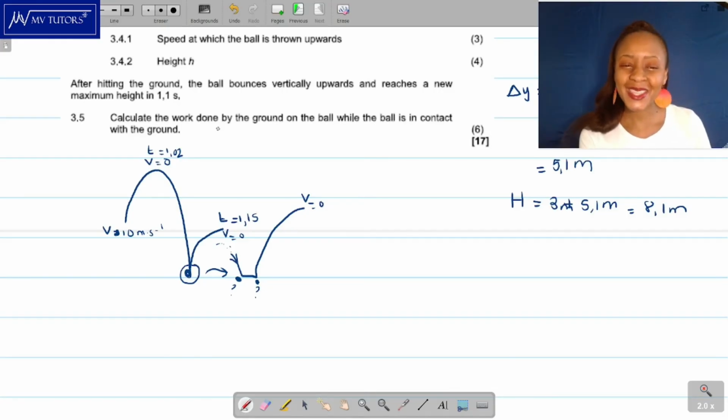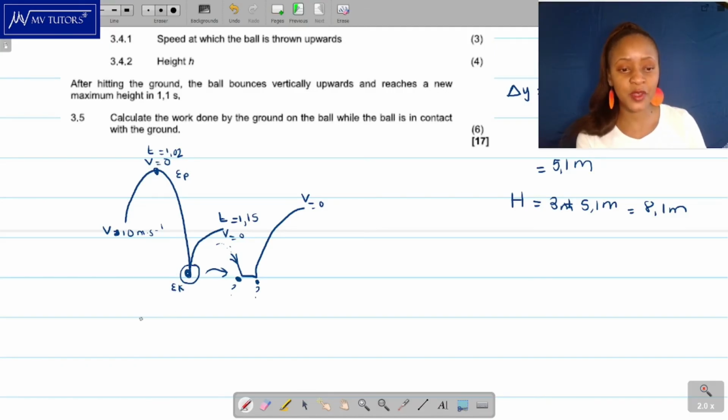So it says calculate the work done by the ground on the ball while the ball is in contact with the ground. So it's in the air here, then through free fall it touches the ground, or it's in contact with the ground. Now they want the work done by the ground on the ball. So here it's potential energy, right? But once it reaches the ground, you have kinetic energy.